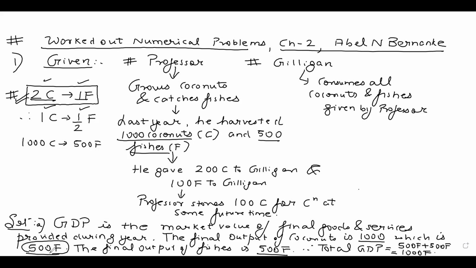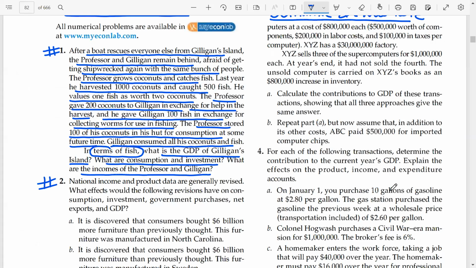500 fishes are equivalent to 1,000 coconuts, and the final output of fishes itself is 500. So 500 plus 500 is 1,000 fishes. Okay, so this is our answer for part A. If I come back to the problem, we have answered part A. In terms of fish, what is the GDP of Gilligan's Island?